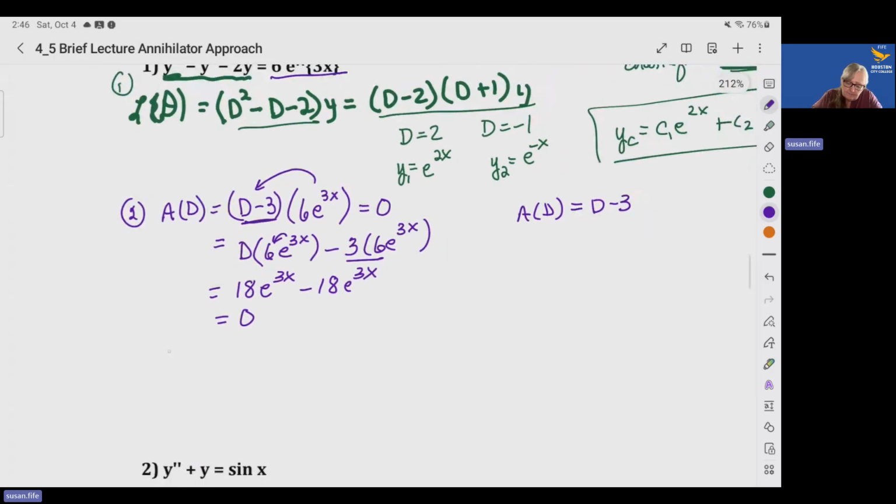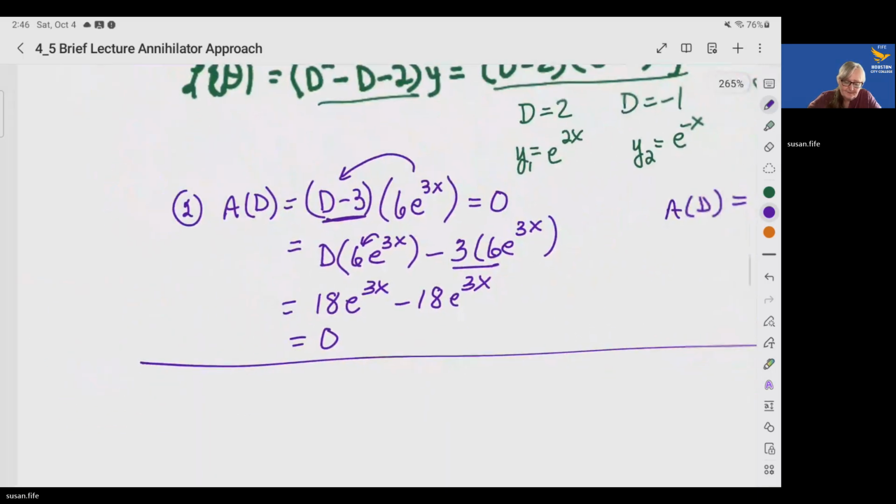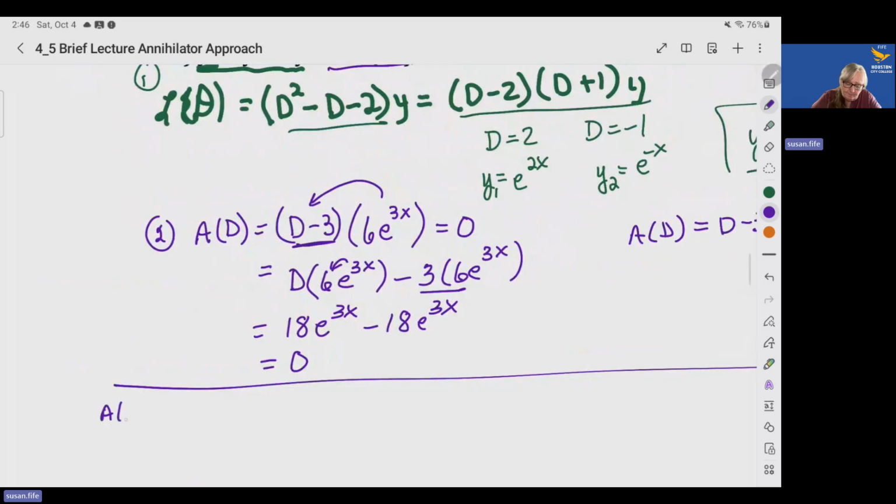When I apply it to the left side of the equation, I'm going to zoom in here. If I write my A of D times my L of D, that gives me D minus 3 times D minus 2 times D plus 1 applied to y, set equal to 0. What I'm actually doing is applying that D minus 3 to both sides of the equation. On the right side, it annihilates it and gives me the 0, but on the left side, it gives me this expression.